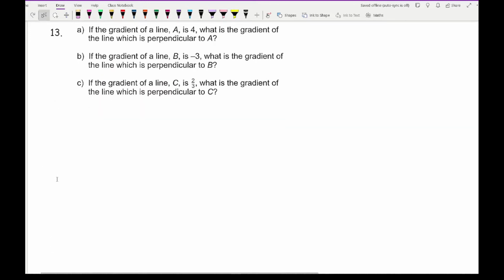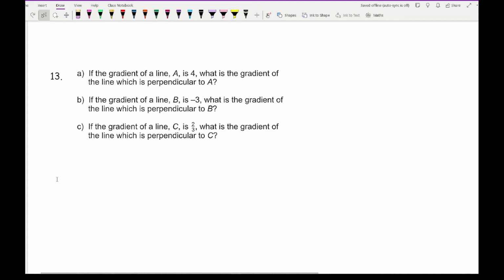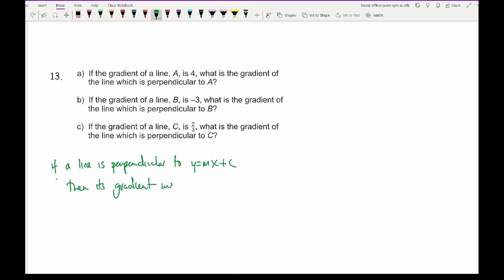Then moving on to question 13, which looks at perpendicular lines. Now remember, the key thing to remember is if a line is perpendicular to y equals mx plus c, or in other words m, then its gradient will be the negative reciprocal. So that's the key thing you need to remember when it comes to perpendicular lines.